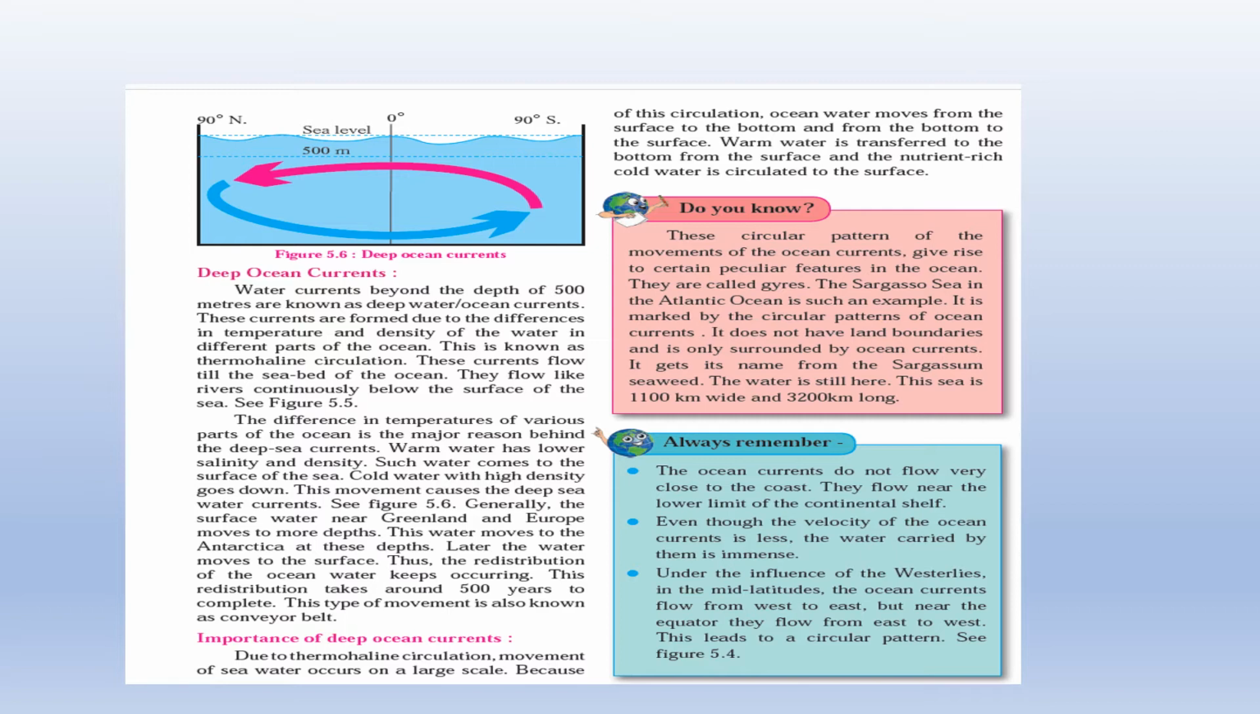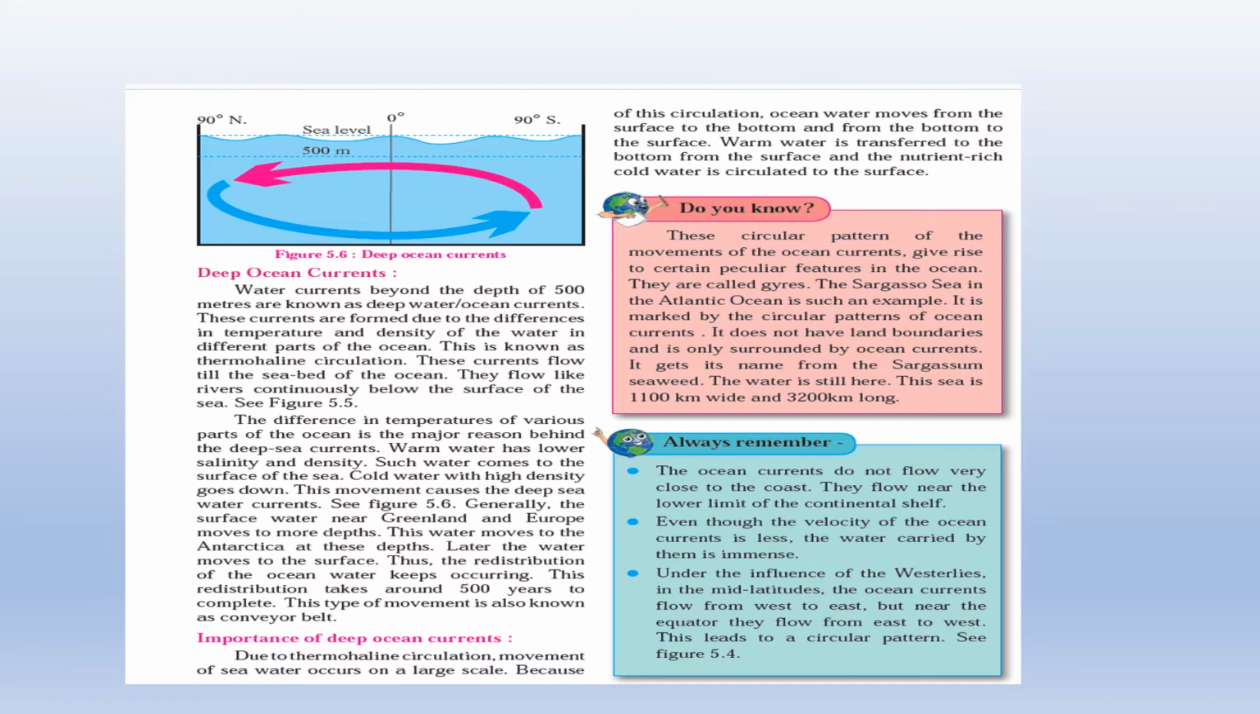These currents flow till the seabed of the ocean, and they flow like rivers continuously below the surface of the sea. They flow continuously: the pink color is the warm current, and the blue is the cold current. We find them from the North Pole to the South Pole and from the South Pole to the North Pole, the ocean currents which move from one place to another place.